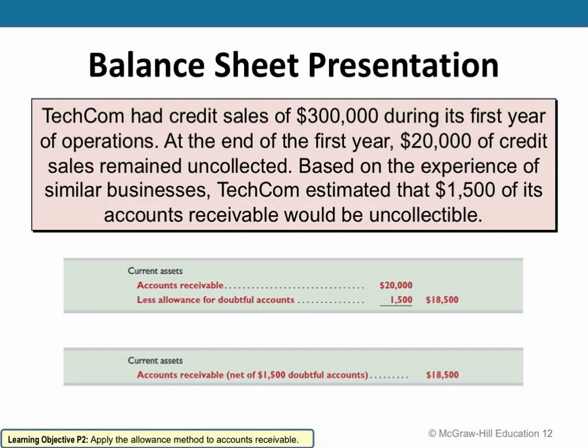So the way that's going to present is we're going to have the net amount listed there of $18,500. And then we're also going to provide that calculation. We might provide it as a note, we might provide it as a parenthetical, but in some way we're going to tell our shareholders, one, as far as net assets, we're going to have $18,500 for accounts receivable, and two, we're calculating that by a gross amount of $20,000 and subtracting the amount we think will be uncollectible.